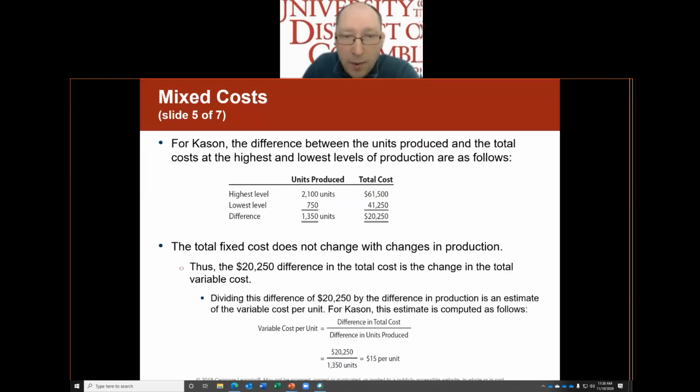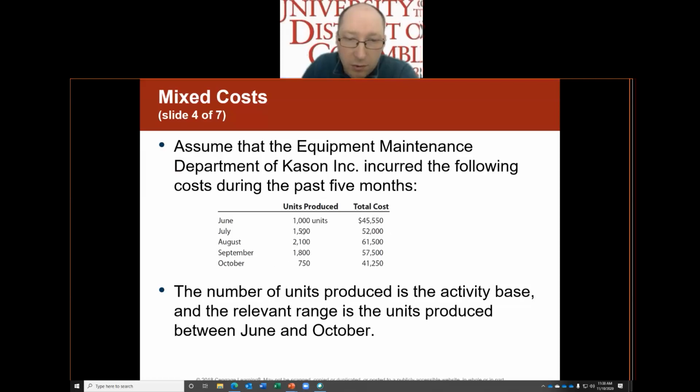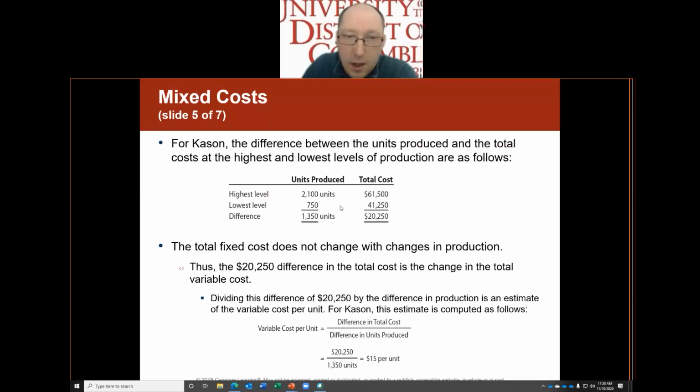So how do we do the high-low method? Well, the way it works is we take the highest level of production and the lowest level of production and identify the difference. At the highest level, we produce 2,100 units for a total cost of 61,500 in the month of August. Our low was in the month of October: 750 units produced, $41,250 total cost. Then we figure out the difference. To do that, we just take the high minus the low.